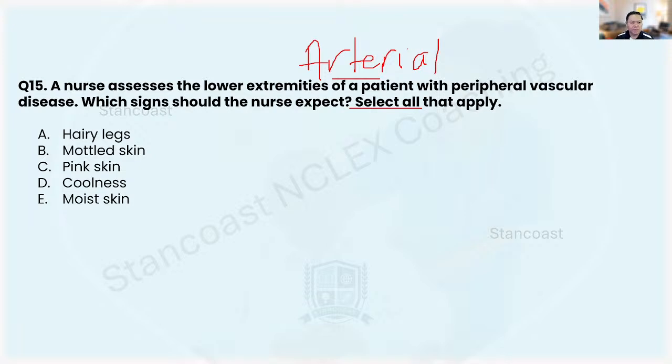Again, a nurse assesses the lower extremities of a patient with arterial peripheral vascular disease. Which signs should the nurse expect? Select all that apply. A, hairy legs. B, mottled skin. C, pink skin. D, coolness. E, moist skin. Again, I lacked putting in the arterial word here. All right. So this is arterial PVD.